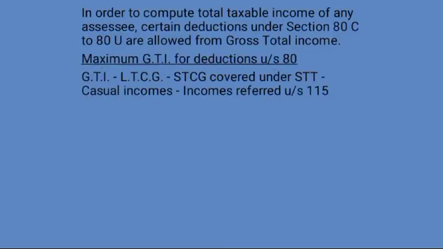So, in order to compute a total taxable income, certain deductions under Section 80C to 80U are available from gross total income. Maximum gross total income for deductions under Section 80 is calculated as, first of all, total income of each head, then all the heads are totaled and gross total income is calculated. Then for deductions, long-term capital gain, short-term capital gain covered under security transaction tax, casual incomes, and incomes referred under Section 115 are deducted from gross total income.